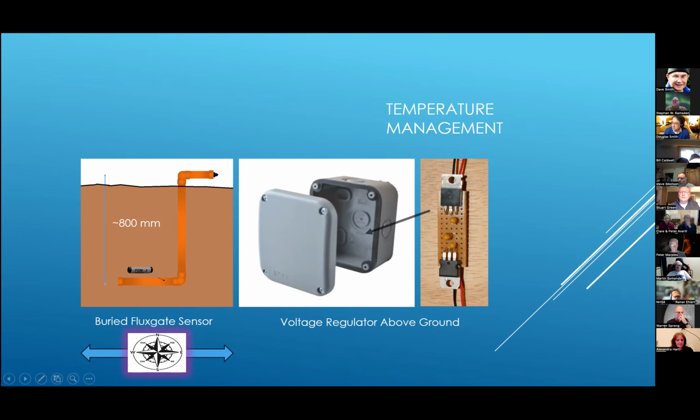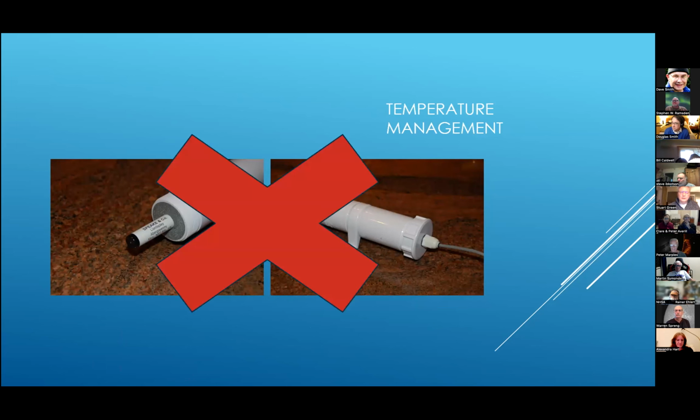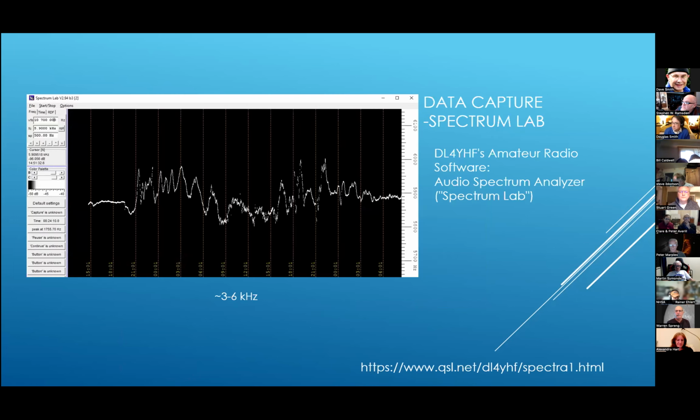And the voltage regulator is now inside a little housing that's water resistant, but that's now above ground. So that sits up here above ground. And that seems to be working really quite well so far. I had tried using plastic housings, and I tried a whole bunch of things over the years. They don't work. You really need the barrier properties of a metal pipe to keep the water out.